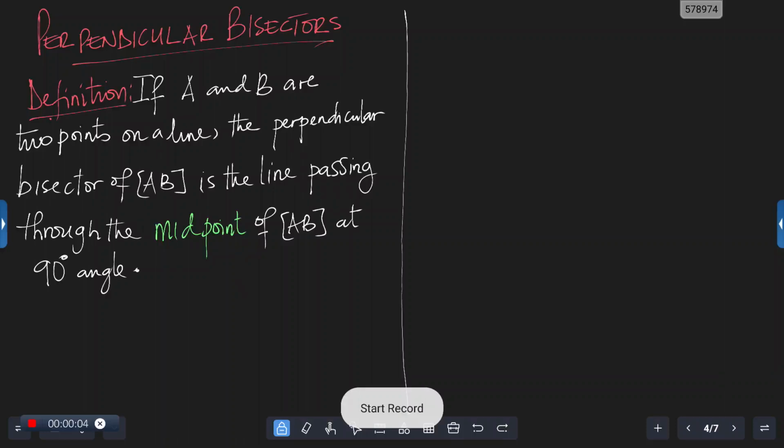In this video, we will be looking at perpendicular bisectors. Let's start with the definition. If A and B are 2 points on a line, the perpendicular bisector of AB is the line passing through the midpoint of AB at an angle of 90 degrees.